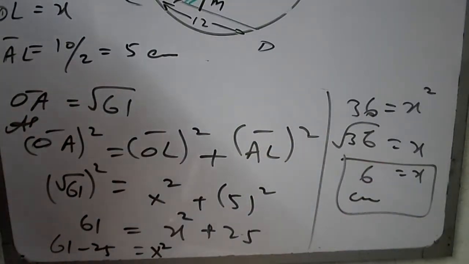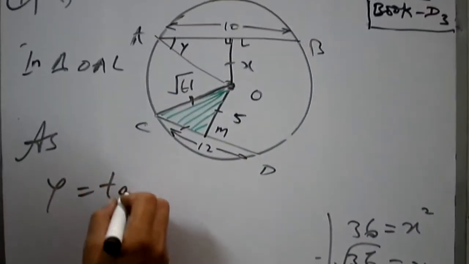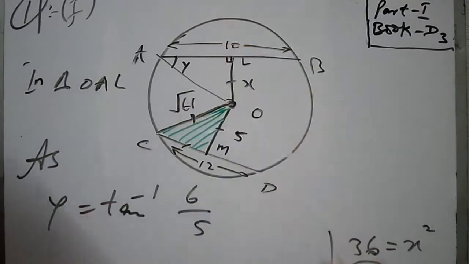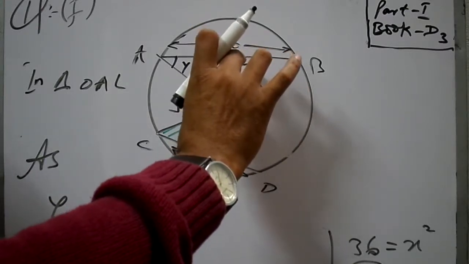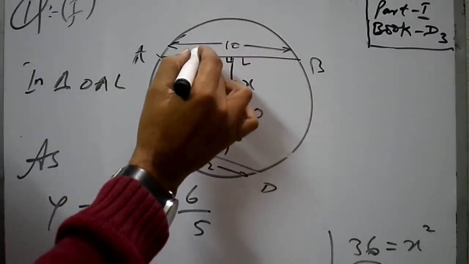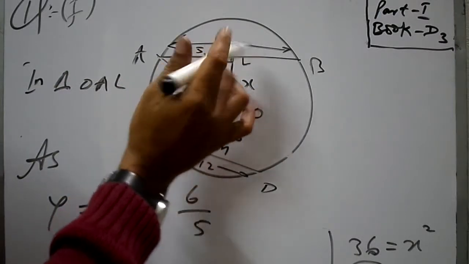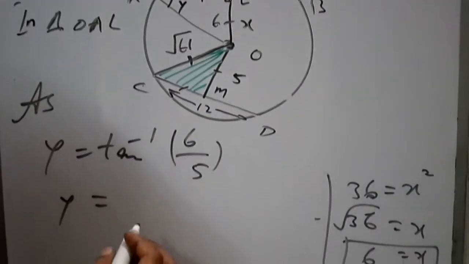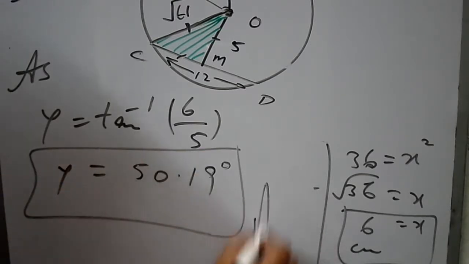Now we have to find the value of y, as y is equal to tan inverse 6 by 5. Just we have calculated its value, 6 by 5, and this one is 5, because 10 divided by 2 you will get the value of this portion AL, so that is equal to 5 centimeters. So the value of y is tan inverse 6 by 5, you will get 50.19 degree. So that is your required result.